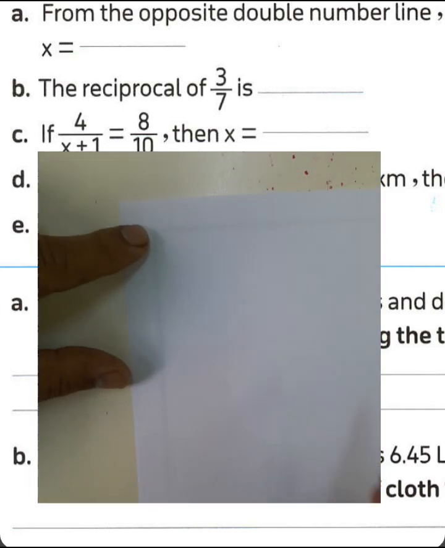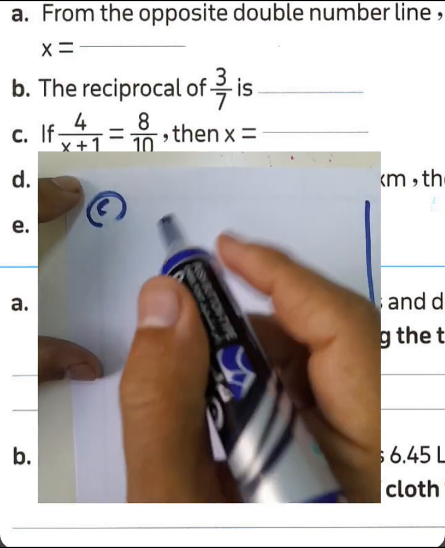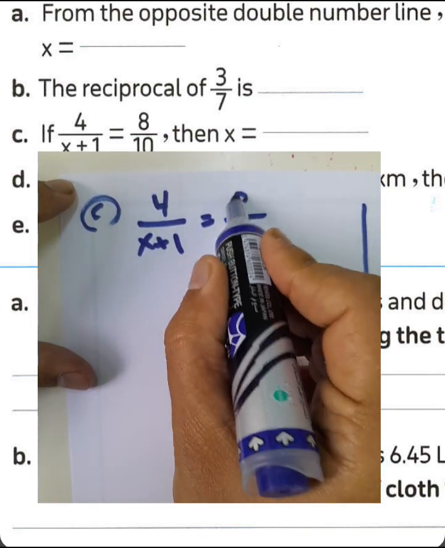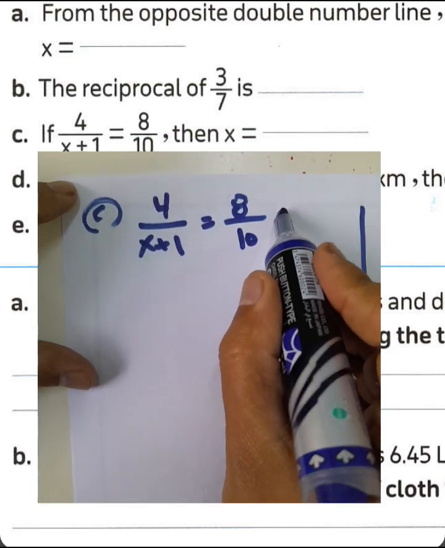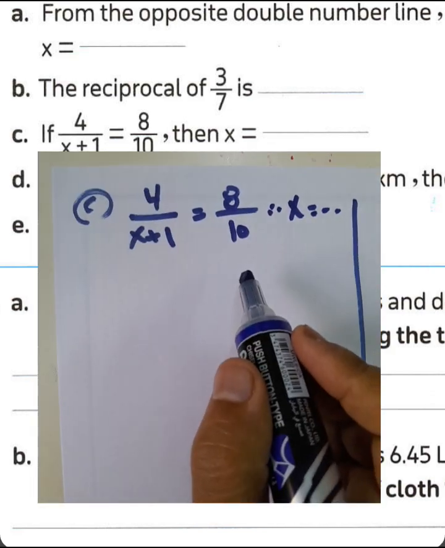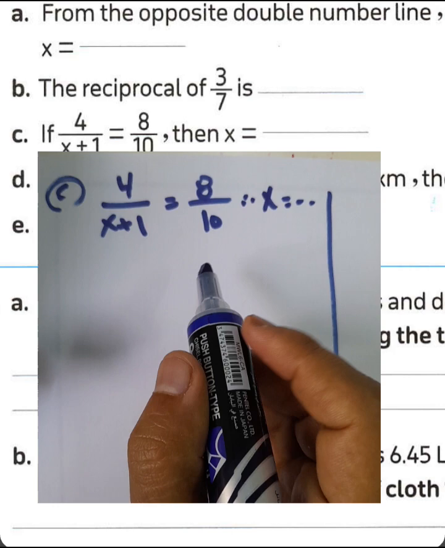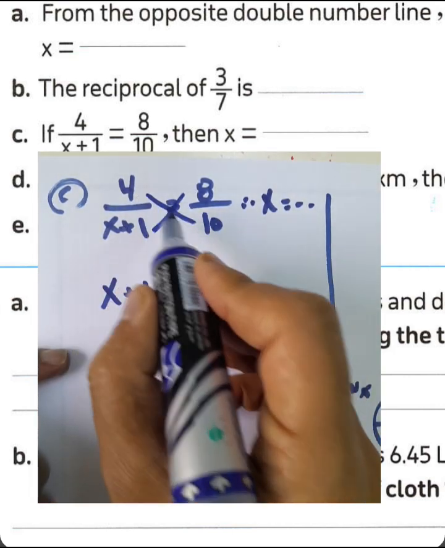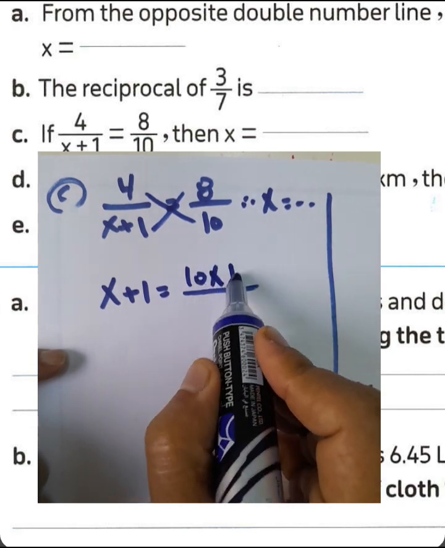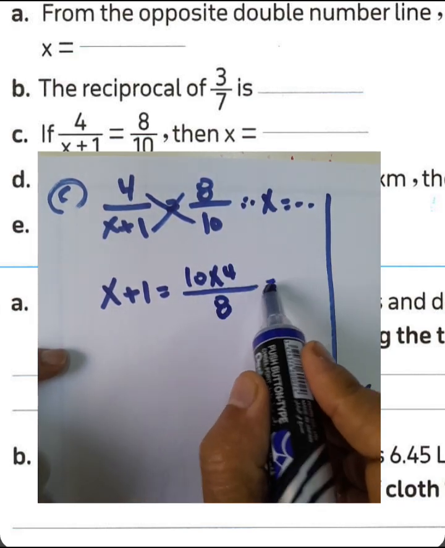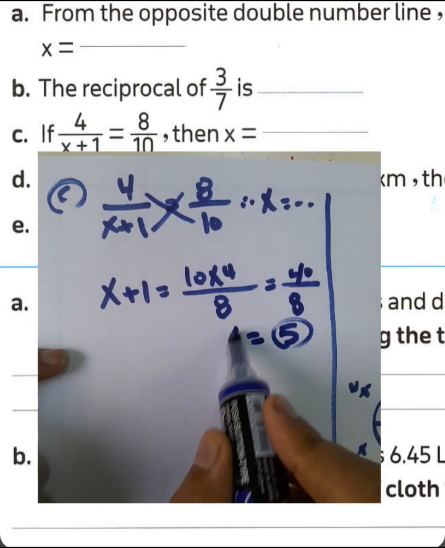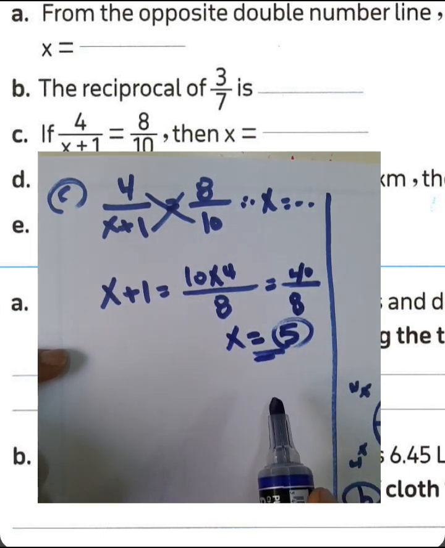Next question, letter C. If 4 over x plus 1 equals 8 over 10, we want to find the value of x. We can use here the rule, the product of extremes equals the product of means. Then x plus 1 equals 10 times 4 over 8. 10 times 4 equals 40, over 8 will be 5.